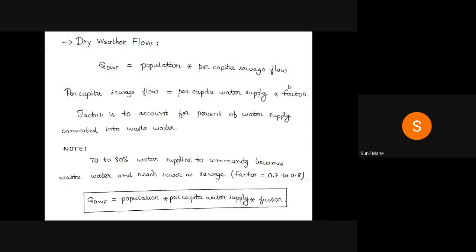Next, we have seen how to estimate and calculate the dry weather flow and the wet weather flow. The calculation of the dry weather flow is very easy. Whatever the population and the per capita water flow we have, depending upon that, we can calculate the wastewater flow. Generally, out of the water flow, 70 to 80% is taken and multiplied by the population, and then we directly get the dry weather flow.